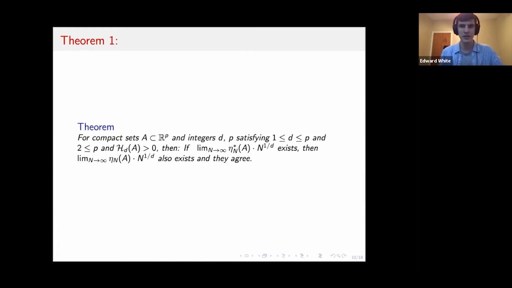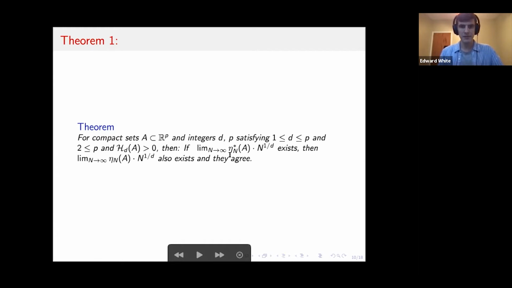So this was a fairly simple theorem that we were able to extract just by considering the simpler case, which is: given a compact set A inside of R^p, and integers d and p satisfying the following relation: 1 ≤ d ≤ p, where p is at least 2. So we do require that the ambient space needs to at least be R^2 or some higher R^p, where d is the Hausdorff dimension of our set A. So we want the Hausdorff measure of A to be positive.